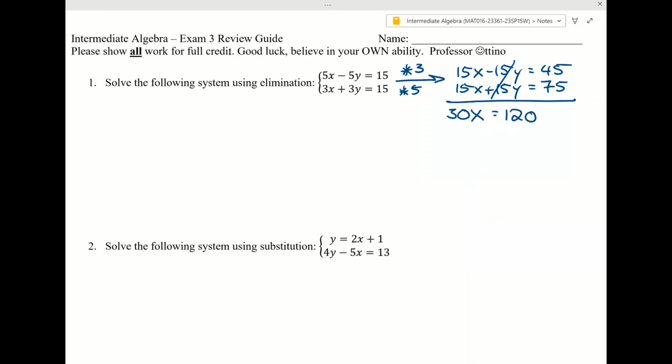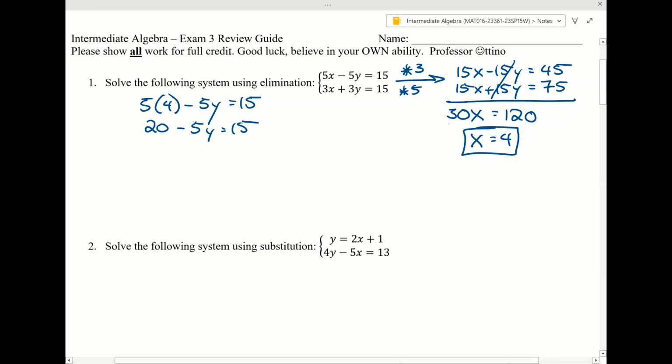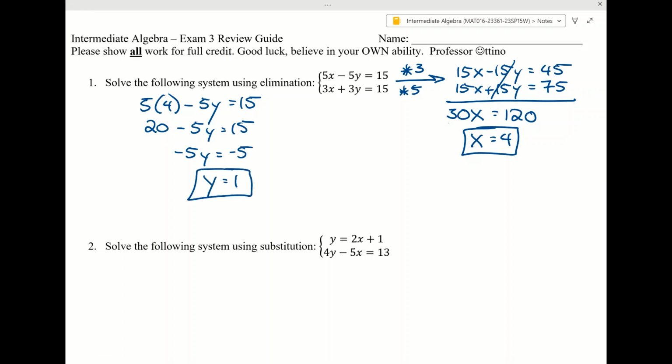So that's 120, and then if you divide both sides by 30, you get x is equal to 4. If x is 4, then we plug it back in and figure out what y is. So we get 5 times 4 minus 5y is 15. So this is 20 minus 5y is 15, or negative 5y is negative 5, so y would just be 1. So the test is going to be just like this with different numbers. So if I ask you to use elimination, please make sure you do elimination like that.